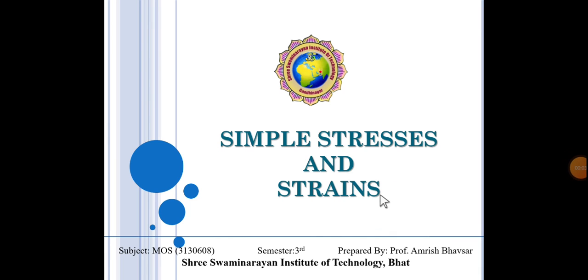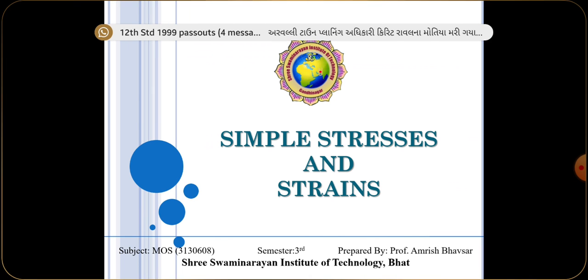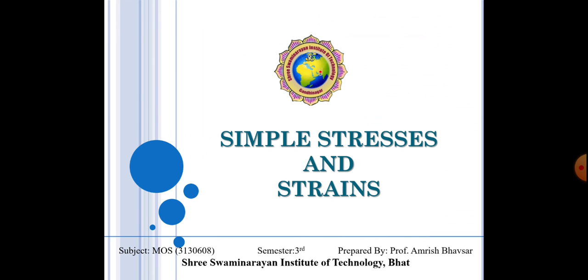Now we are going to start our new unit with a new chapter, that is simple stresses and strains. In the introductory lecture, we have understood that we have two types of body. First one is rigid body and second one is deformable body. Now this is a part of that deformable body.